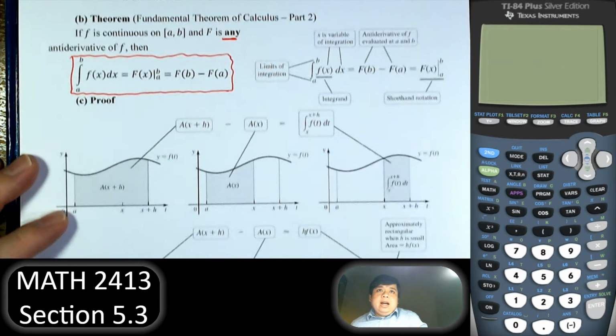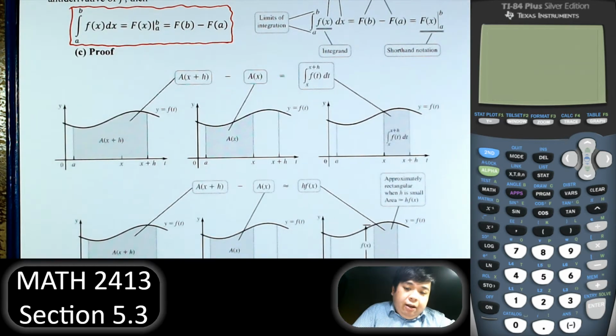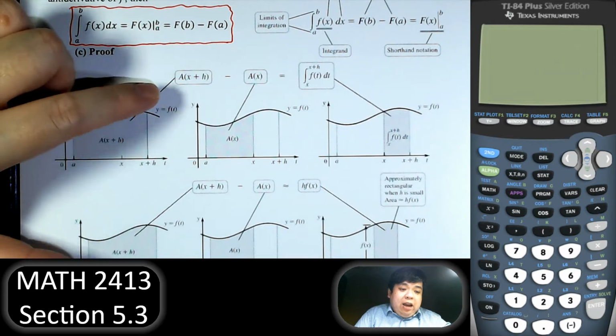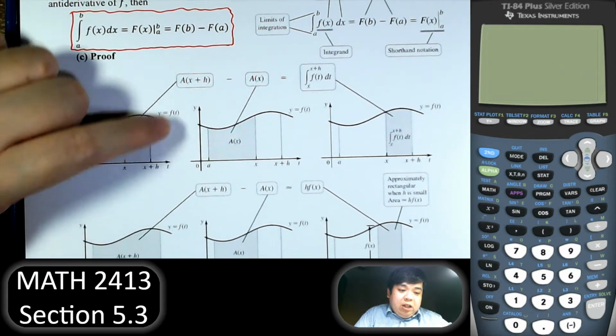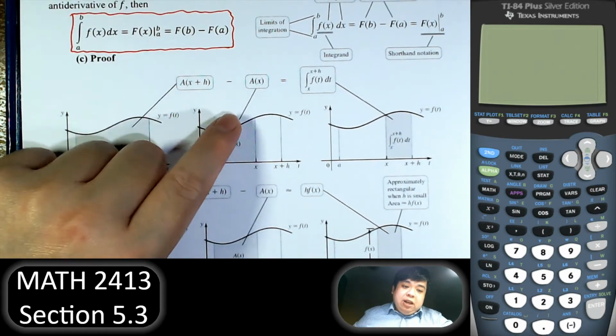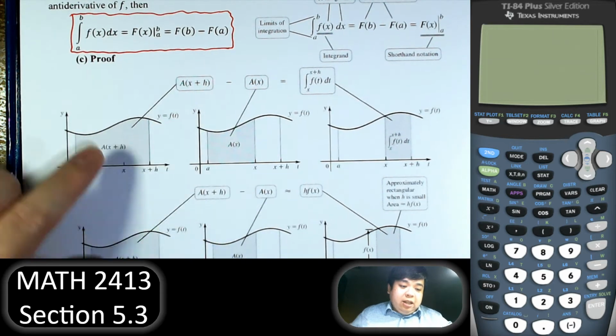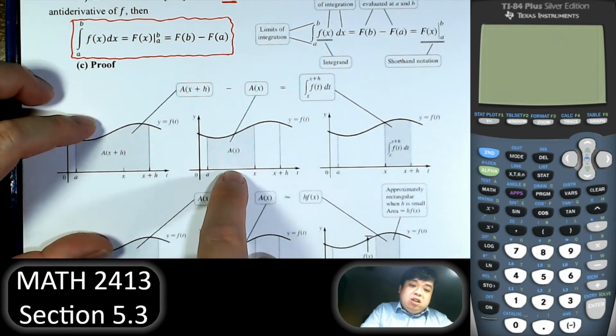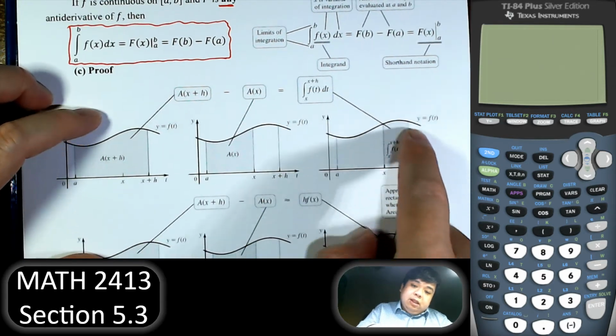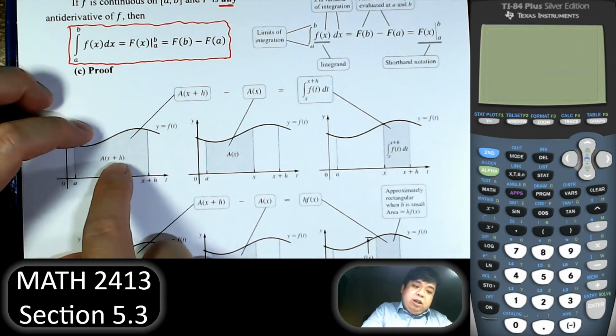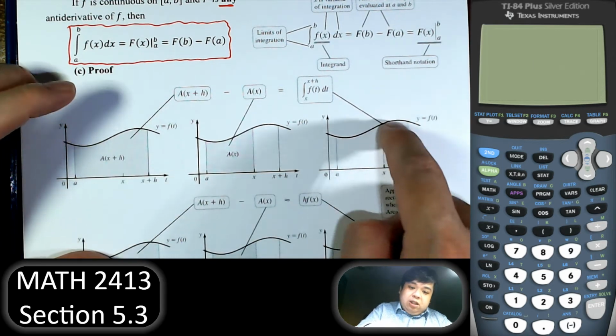The proof is this, right in the picture. The area from a to x plus h is going to be that much. The area from a to x is this much. Now take the big one minus the little one. We have the difference, which is this part here.